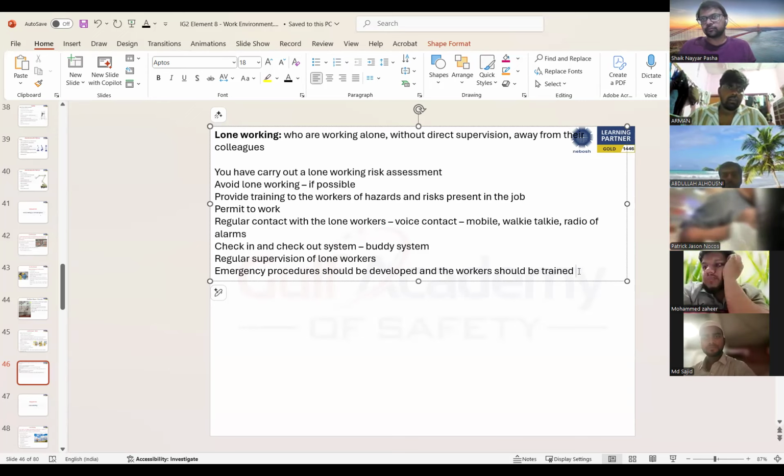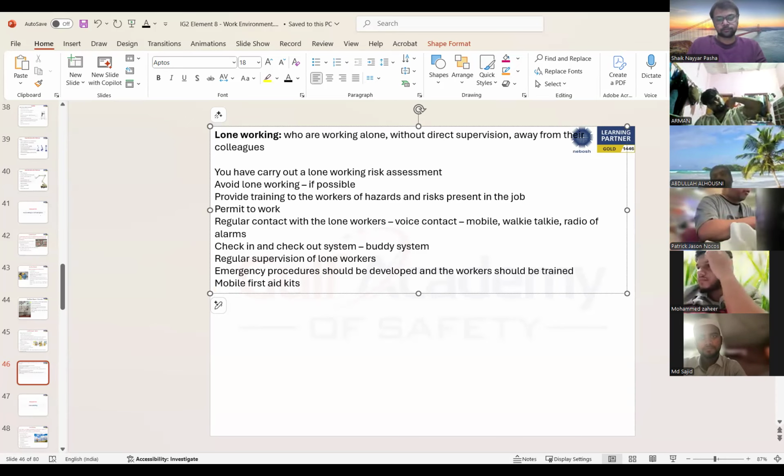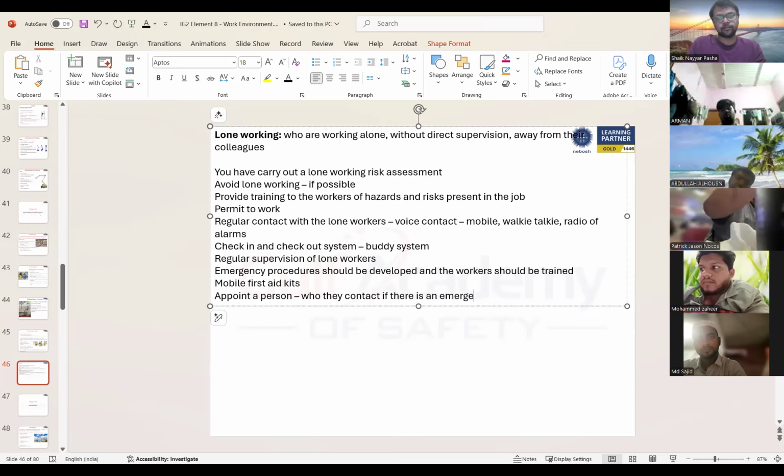Okay. And mobile first aid kits should be provided, or appoint a person whom they can contact if there is an emergency.